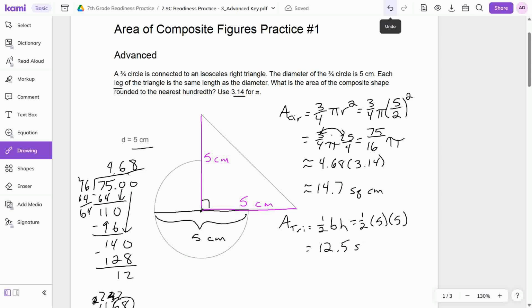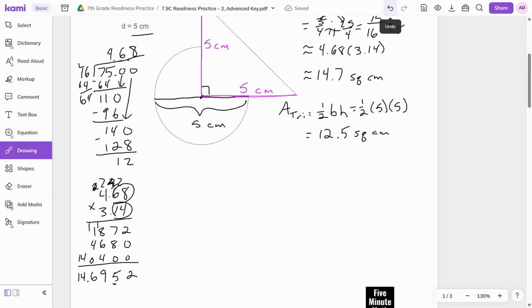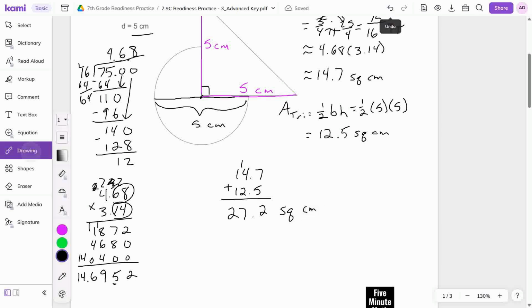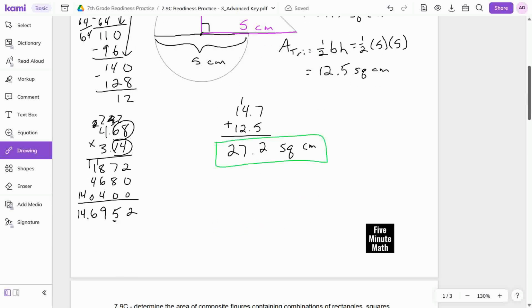12.5 square centimeters. And then what we do is we simply add those two since we're using the additive property of area. We're going to say 14.7 plus 12.5. Add those up, and you're going to get 27.2 square centimeters is our approximation for the area of this composite figure. Let's put that in a green box because that is the answer.